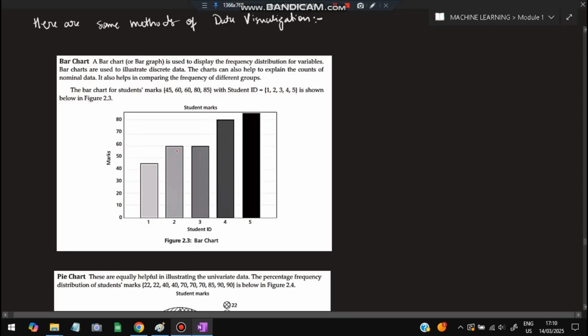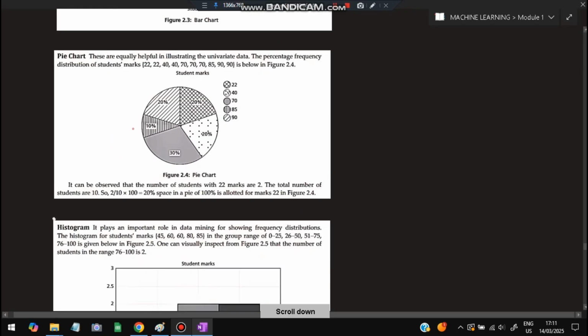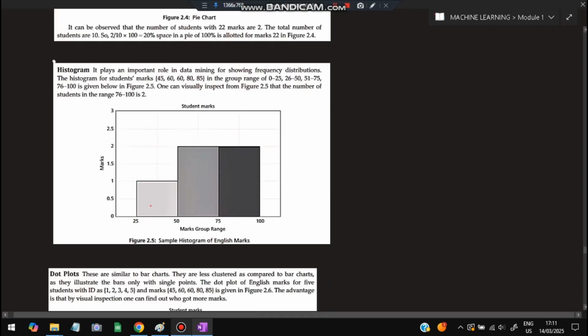So univariate data means one variable is there. Here only one variable is there, the student marks. ID is irrelevant, it is obviously present, and the marks are the variable. So here one variable is the student marks, so that is univariate data. And this is the bar chart used to represent it. Next is the pie chart, if you represent it in the form of percentages. Next is the histogram. In the histogram, the mark group range from 25 to 50, how many people were there? One person. From 50 to 75, two people. From 75 to 100, only two people.